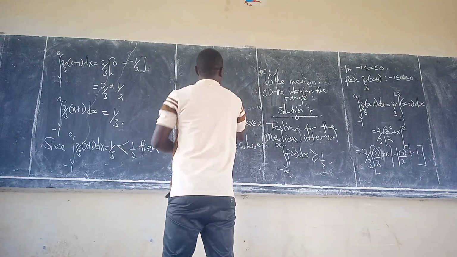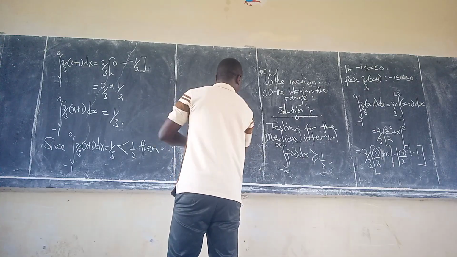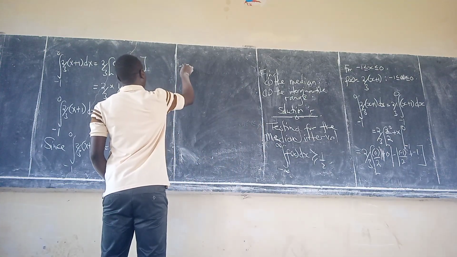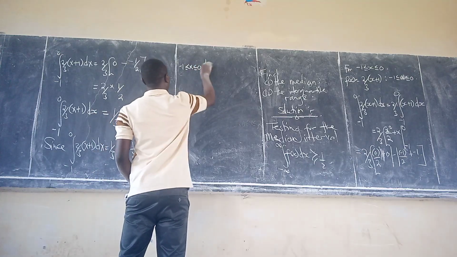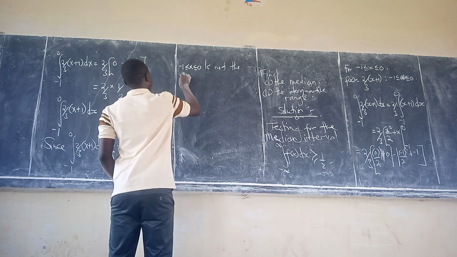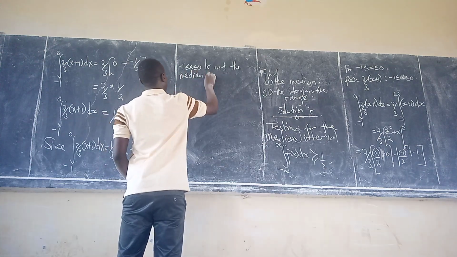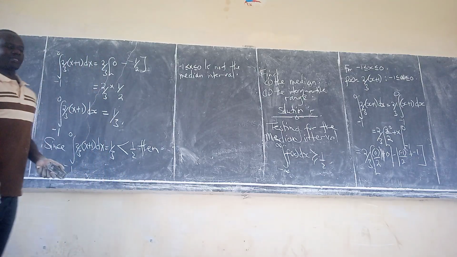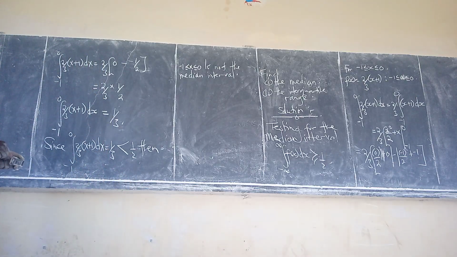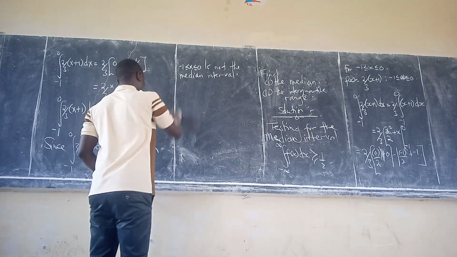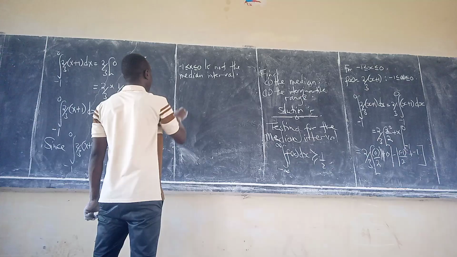It is not the median interval, because the median interval must give that. Then negative 1 is less or equal to x, less or equal to 0, is not the median interval. And since it is not the median interval, then we are going to check for the median in the next interval. So we are now checking for the median in the next interval.